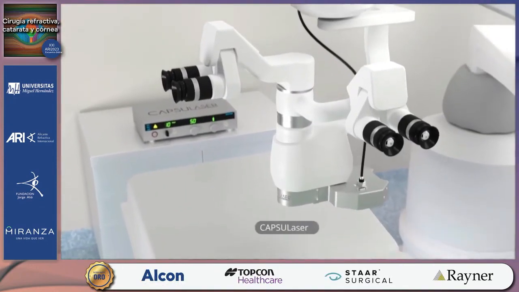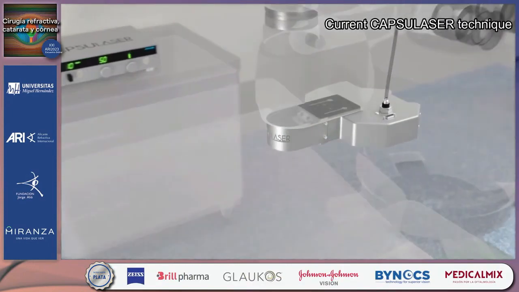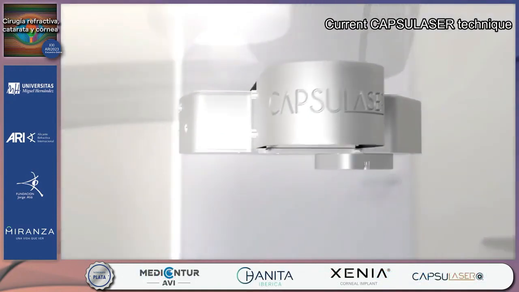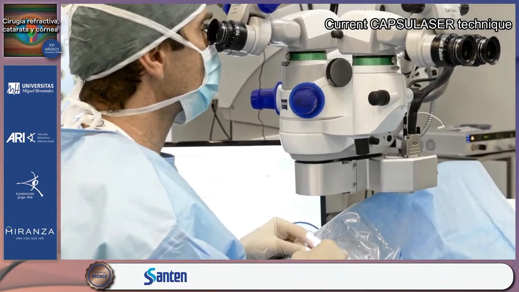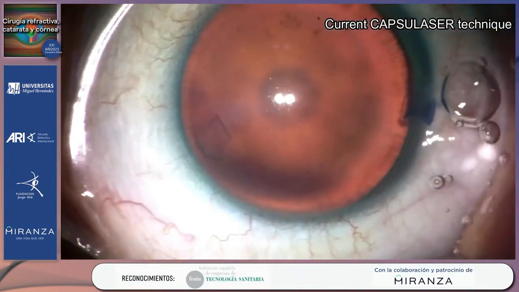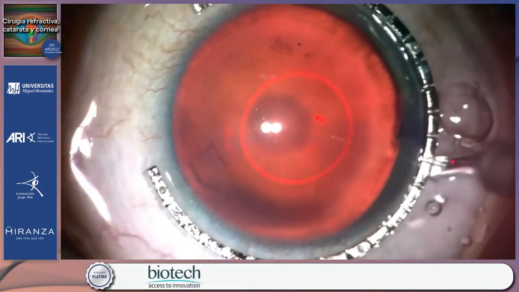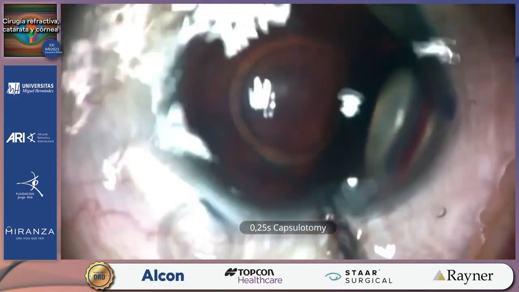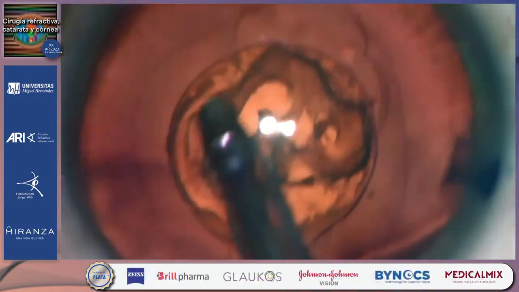CAPSULASER is a compact laser with a delivery system mounted under a microscope, which fits all different types of surgical microscopes. The laser performs capsulotomy in only 0.25 seconds, with a diameter from 4.0 to 5.5 millimeters in 0.1 millimeter increments. The contemporary version requires no surgical contact lens, which makes the procedure very straightforward. After the centration and focus, the circular capsulotomy is done. The central capsular disc is aspirated directly by the phaco tip.